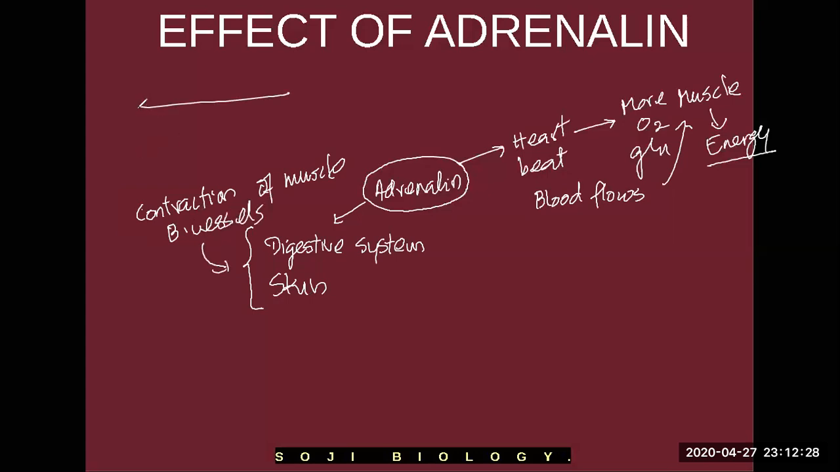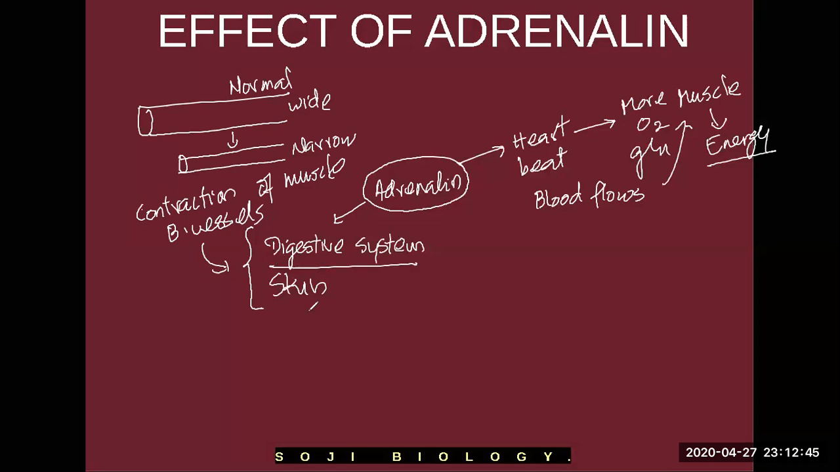That means if that's a blood vessel, a normal one. Let's say that's a normal blood vessel without adrenaline. Once adrenaline is secreted, they become narrow. See, it was wide this way. Now it becomes narrow, right? When it becomes narrow, the blood flow to the digestive system and skin decreases. That's why when you're scared, your skin is cold, your fingertips are colder, and you get butterflies in the stomach. Something is moving in the stomach. This effect is because of less blood flow to your digestive system and the skin. Why is it happening? So that more blood can be transported to the muscles.